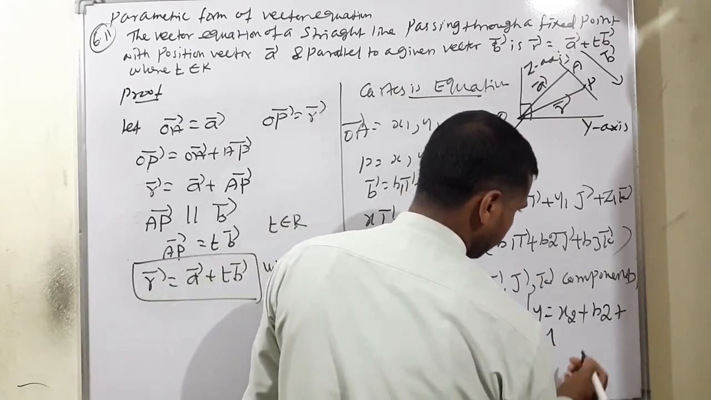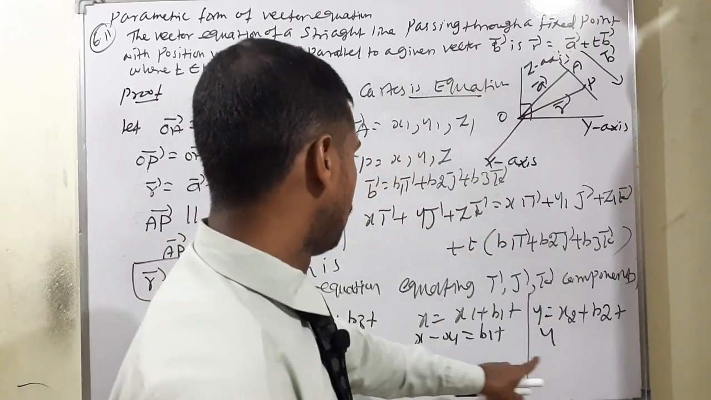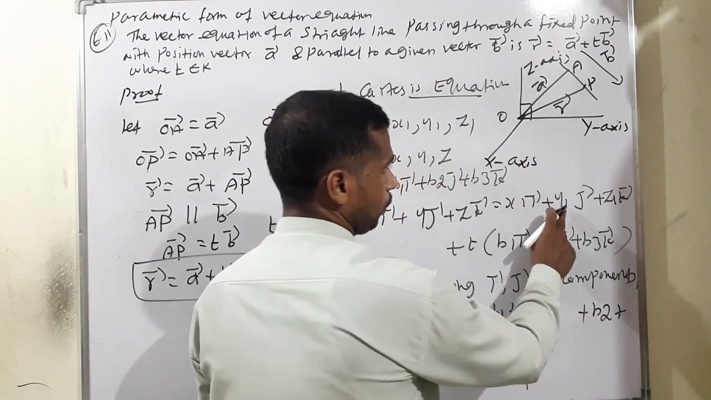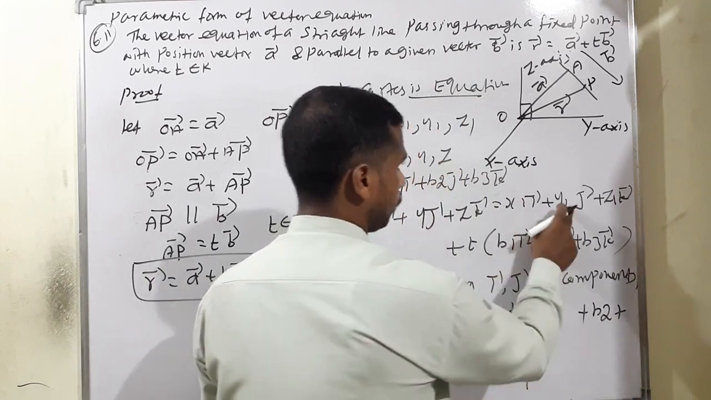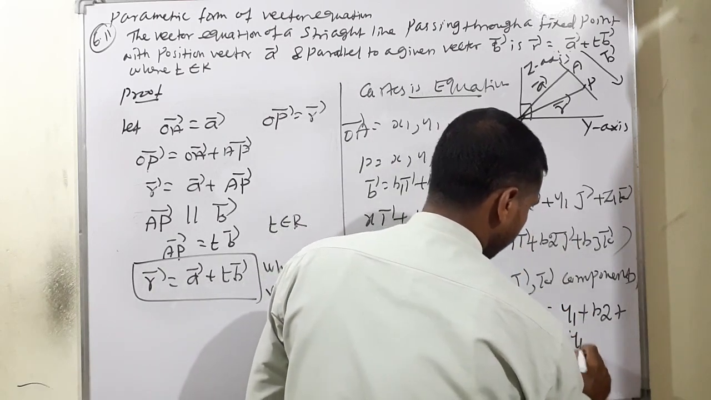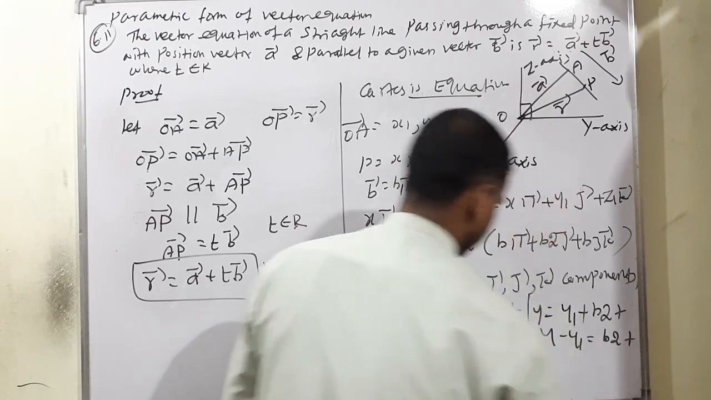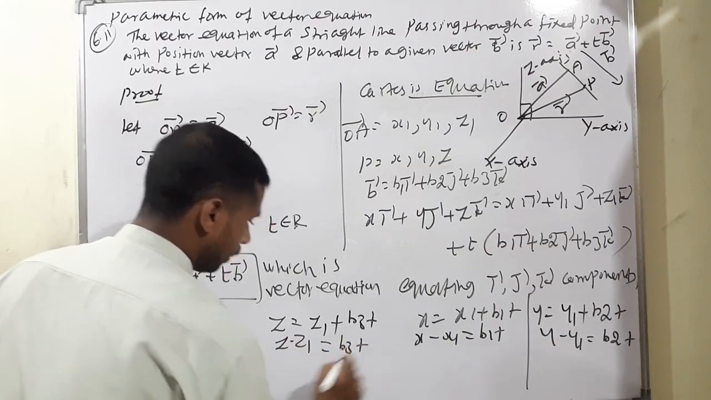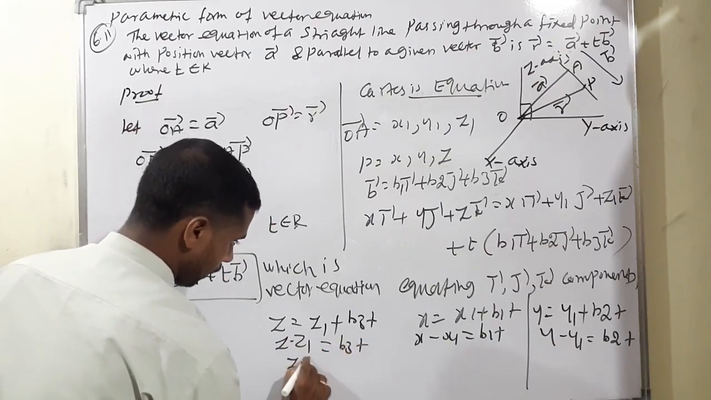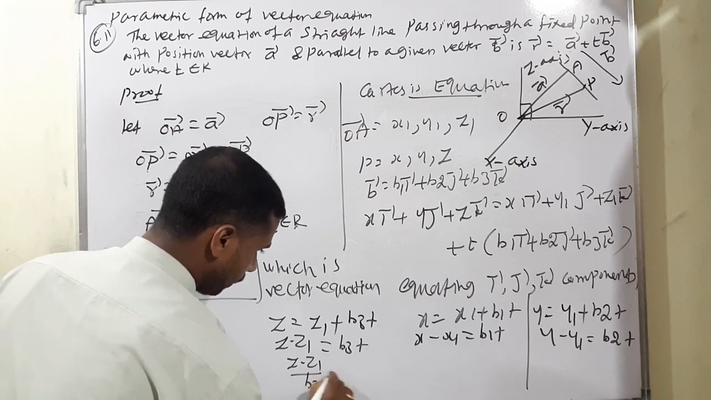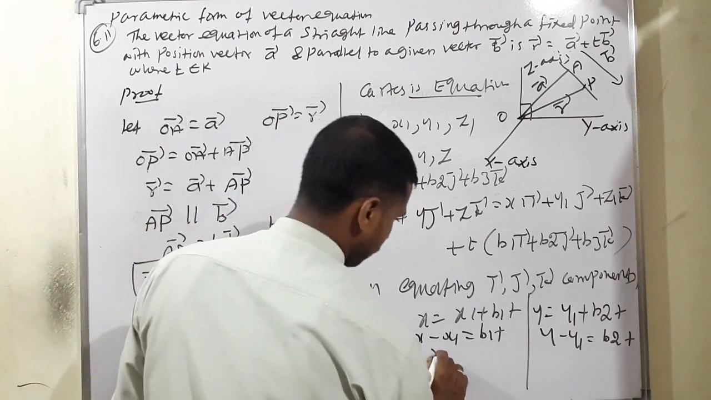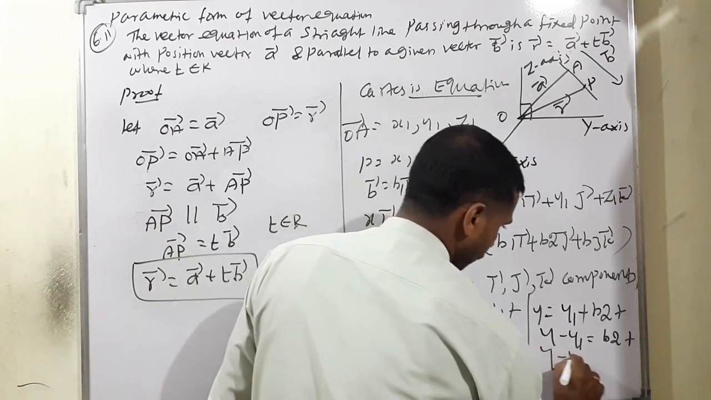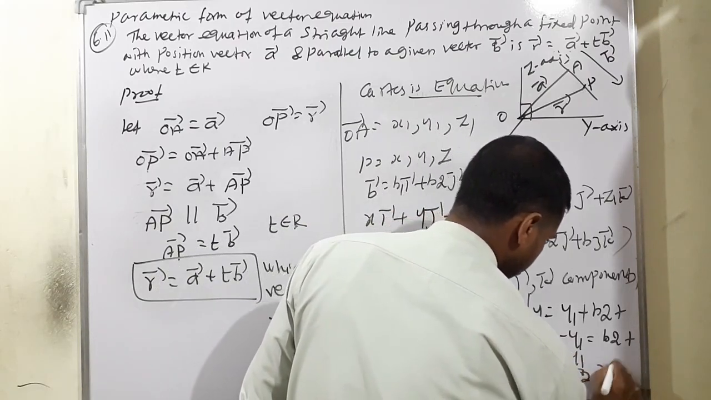Here, y is equal to y1 plus b2t, eliminating y1, so y minus y1 is equal to b2t. Then here also, z minus z1 is equal to b3t. Therefore, we can write z minus z1 divided by b3 is equal to t. Here also, x minus x1 divided by b1 is equal to t. Here, y minus y1 divided by b2 is equal to t.